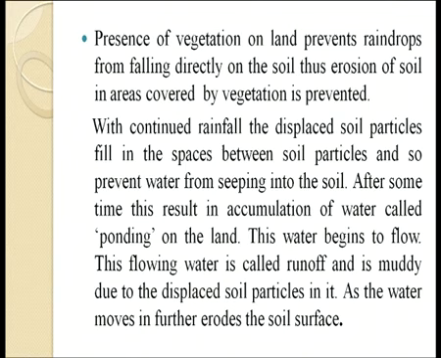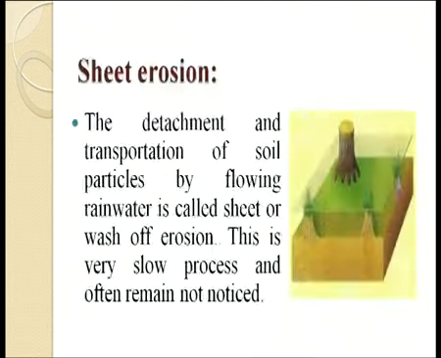With continued rainfall, the displaced soil particles fill in the space between soil particles and so prevent water from seeping into the soil. After some time, this results in accumulation of water called ponding on the land. This water begins to flow. This flowing water is called runoff and is muddy due to displaced soil particles in it. As the water moves, it further erodes the soil surface.